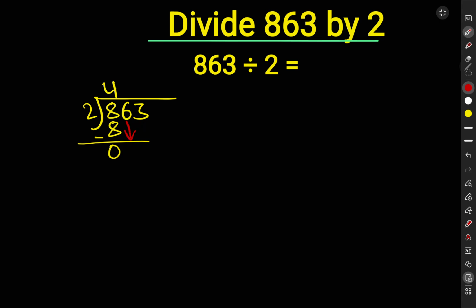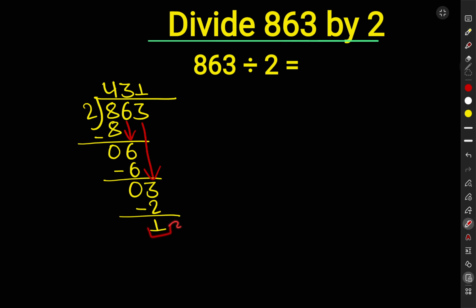So now we put down this 6 and 2 times 3 is 6. On subtracting we get 0. So again we put down this 3 and 2 times 1 is 2. On subtracting it is 1.